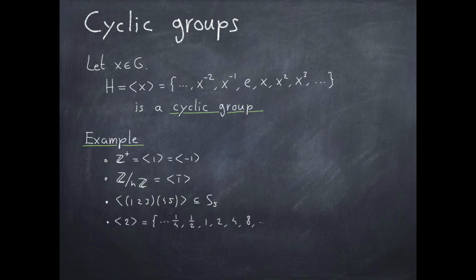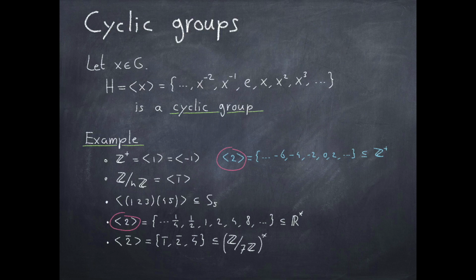In the multiplicative group of real numbers, the element 2 creates a cyclic subgroup consisting of all powers of 2. Be aware that it should always be clear what group we're working in. If we take the element 2 in the additive group of integers, it creates a completely different cyclic subgroup. As a last example, consider the subgroup generated by the element 2 in the group Z mod 7Z star. Because in this group the operation is multiplication, we get all powers of 2, of which there are 3: 1, 2 and 4 mod 7.